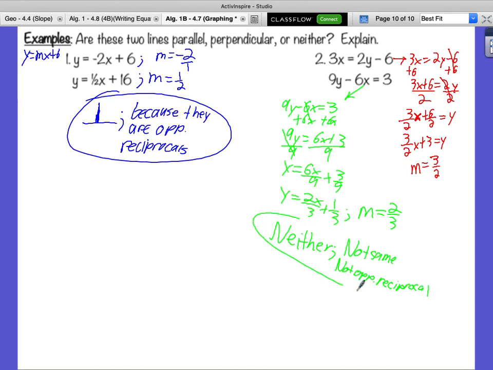Okay? That could be our explanation. So once again, we had to find the slopes in order to know what to do. Okay, guys, I'm going to pass out our homework.